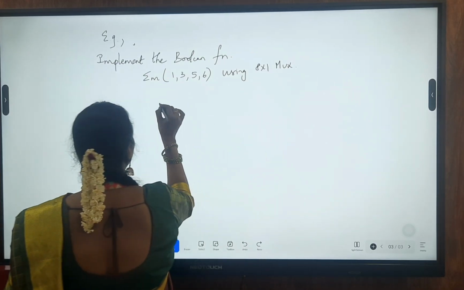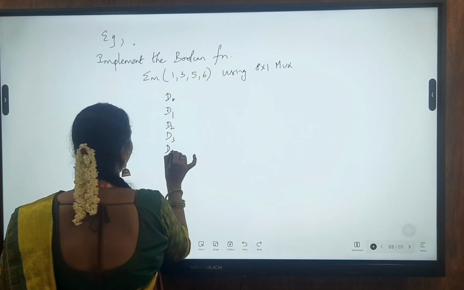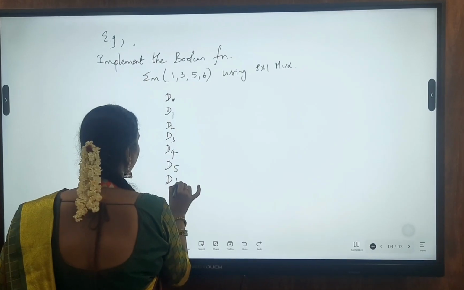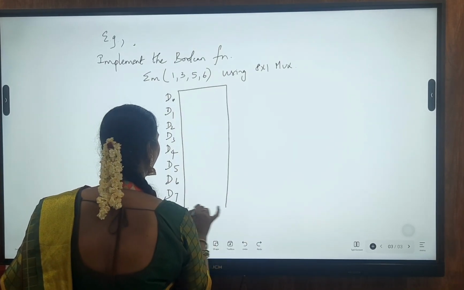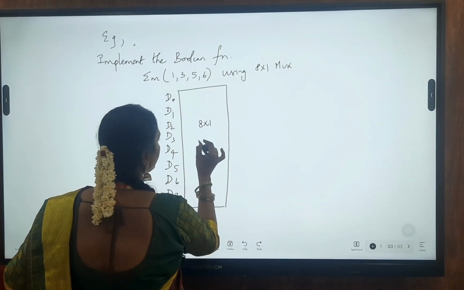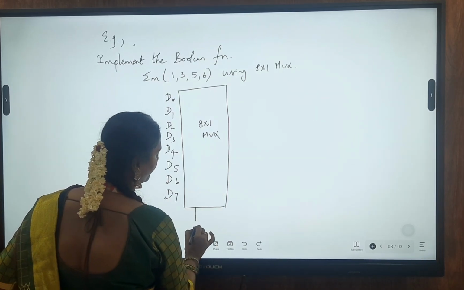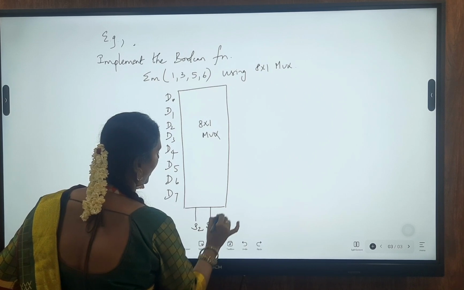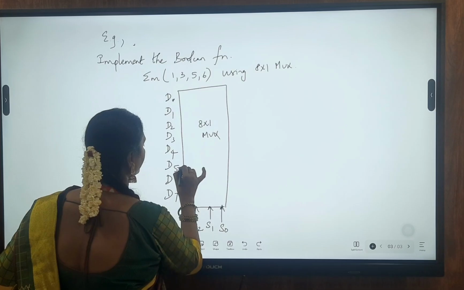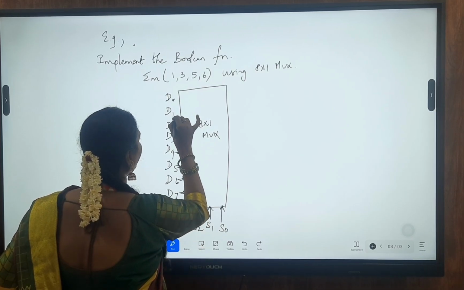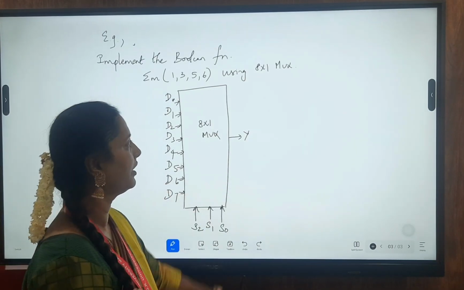So how to do it? D0, D1, D2, D3, D4, D5, D6 and D7. To implement the 8x1 multiplexer, we will be having 3 selection lines, right? 3 selection lines, 2 power 3, then 8 inputs. So S2, S1 and S0. Everything is getting into the multiplexer, and I will be having only one output as Y or F, whatever it may be, Y.